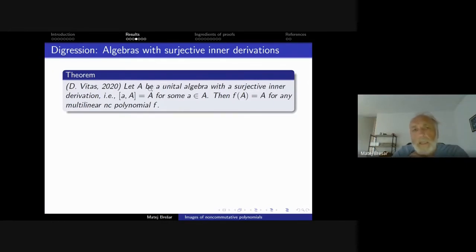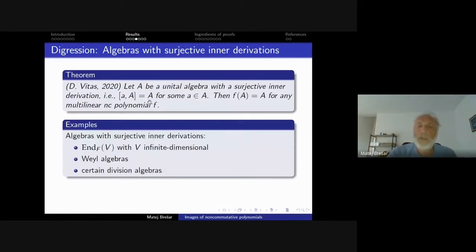And this theorem states that if we have a unital algebra with surjective inner derivations, this means that there exists an A such that every element in our algebra can be written as A bracket some other element, then the image of F is equal to A for any multilinear non-commutative polynomial F. So this is some sort of version of the Lvov-Kaplansky conjecture for this sort of algebras with surjective inner derivations. This may look like a very special condition, but it is fulfilled in some nice algebras.